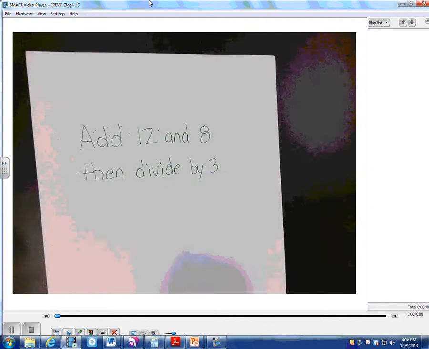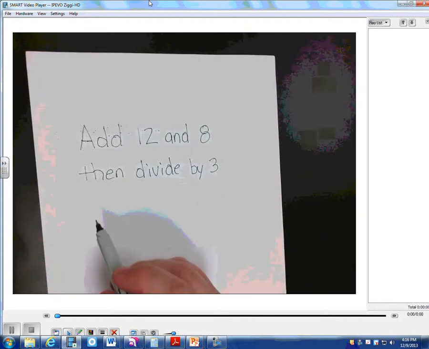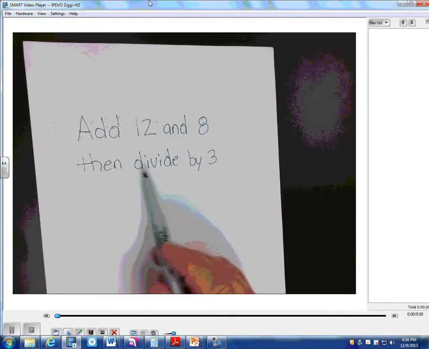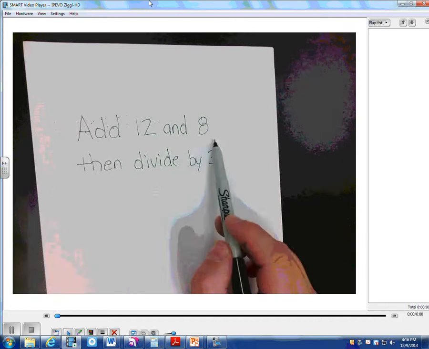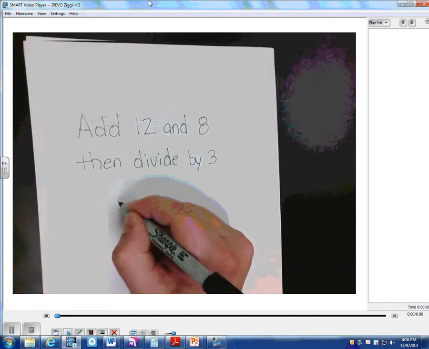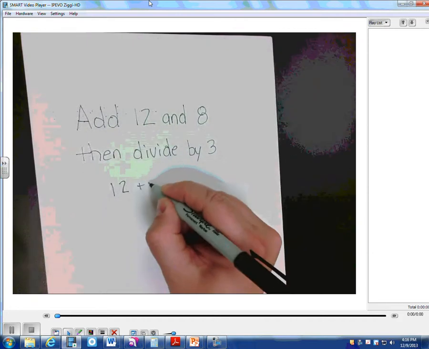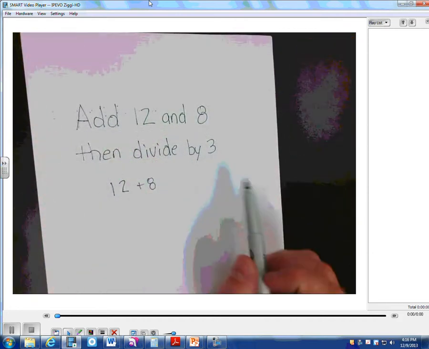So again, the important thing here is what we did in the last problem, is we're going to have to put parentheses in the problem. Because we can do this. It says to add 12 and 8. Okay, so I know I'm going to add 12 plus 8. It says then divide by 3.